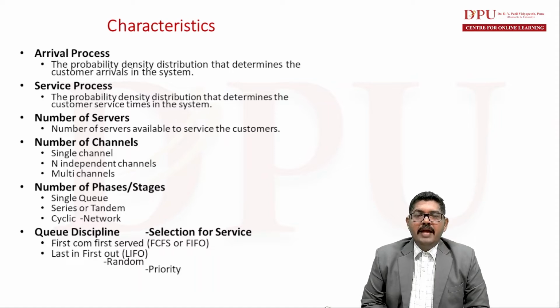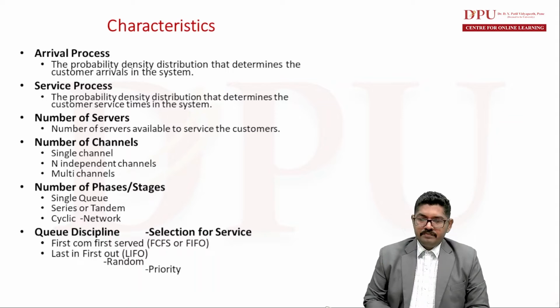Then there can be a cyclic network, queuing discipline, selection of service. There will be some rule according to which the customers coming to the server will be served, and the more general rule which is followed is first come first out.